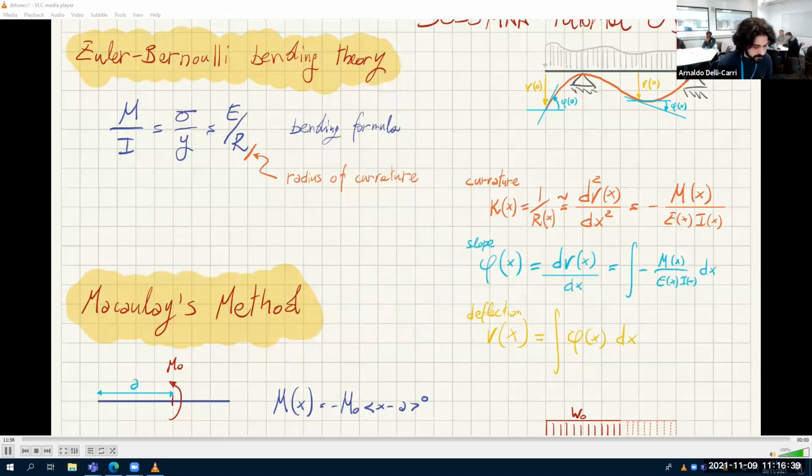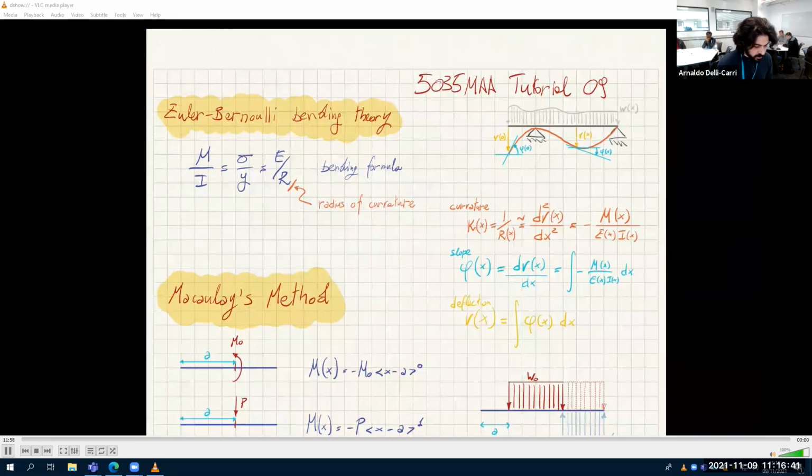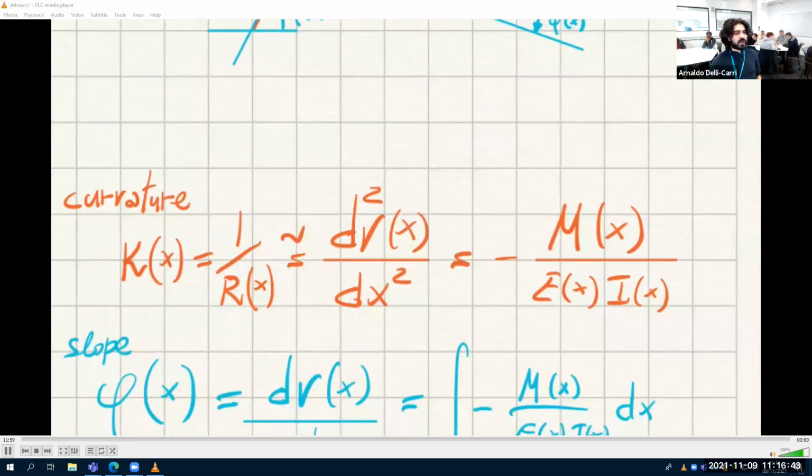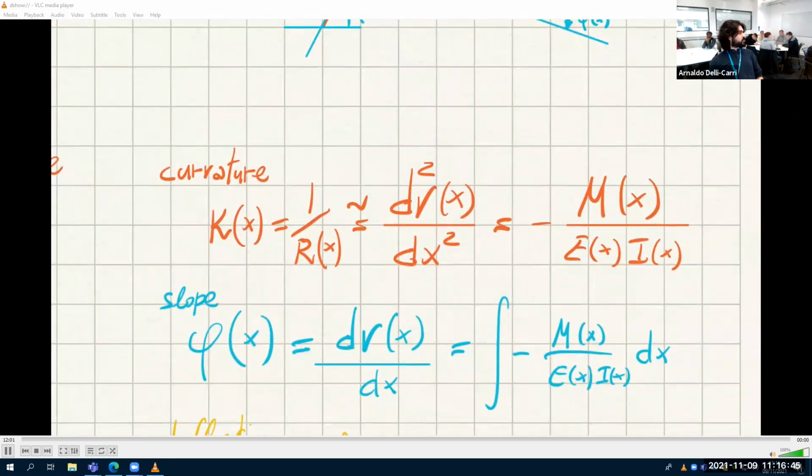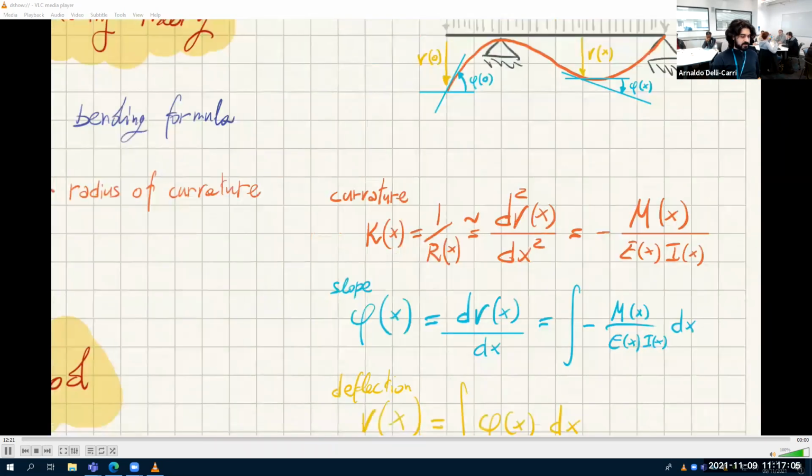Okay. Good. So now we have a question. Remember how we did the bending moment diagrams so far? Cut and look left, cut and look right. It was a mess, especially when you have many loads. How many segments do you require to study this beam? 5, 6, 7, and it takes a lot of equations, a lot of calculations. So here comes Macaulay's.